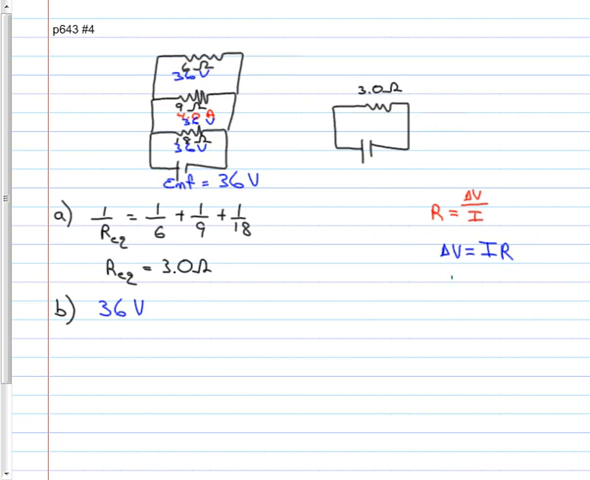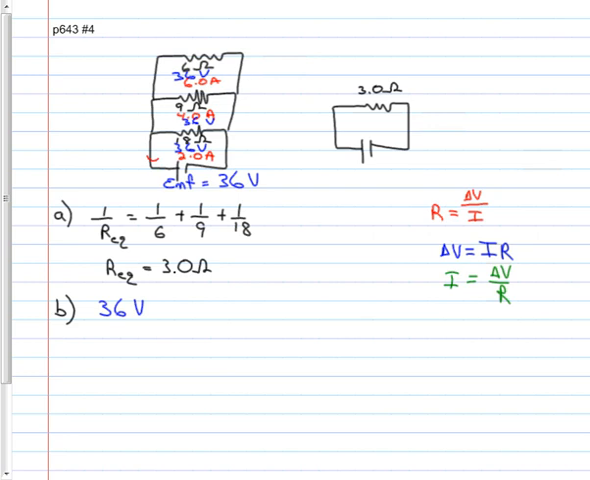So as long as I know two of the three, I can get the current. Current is going to equal potential difference divided by resistance. So if I take 36 and divide it by 6, what do you get? 6.0 amps is coming through this one. And then you take 36 and divide by 18. 2 amps through that one.